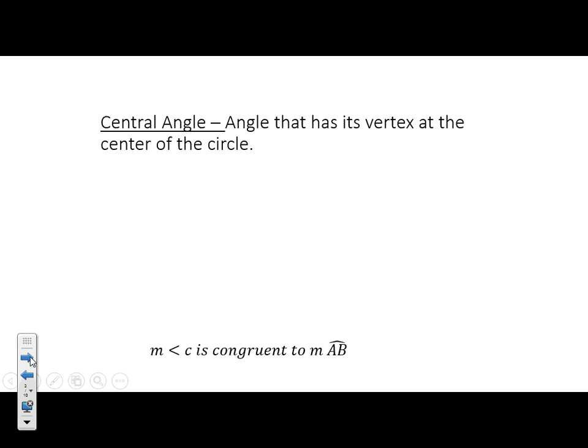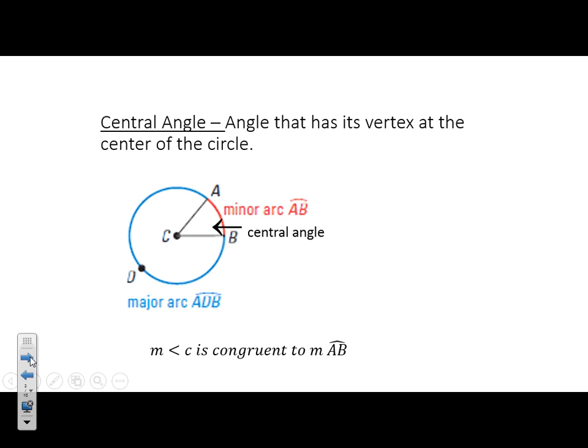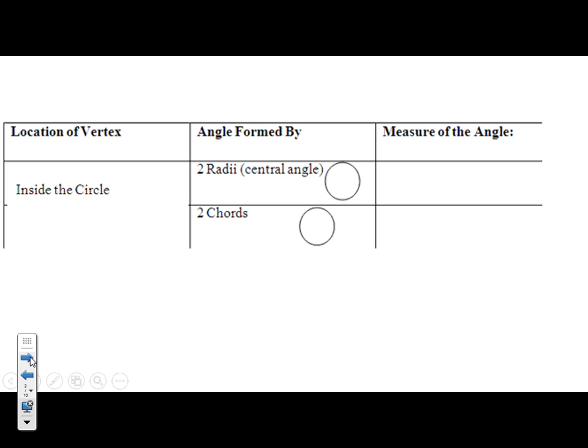So remember where we've been. We've been talking about a central angle. That's an angle that has its vertex at the center of the circle. So this is a picture that you already have in your notes. A central angle located in the center of the circle. That's why it's a central angle. And we know that the measure of angle C is congruent to the measure from A to B in that arc. So the angle in the center equals the arc across from it.